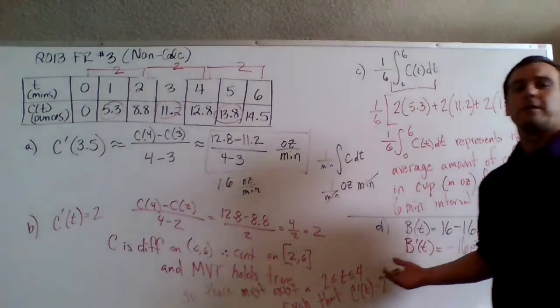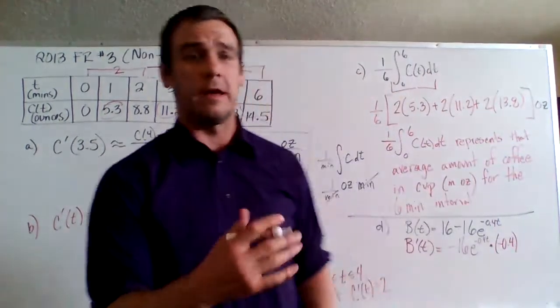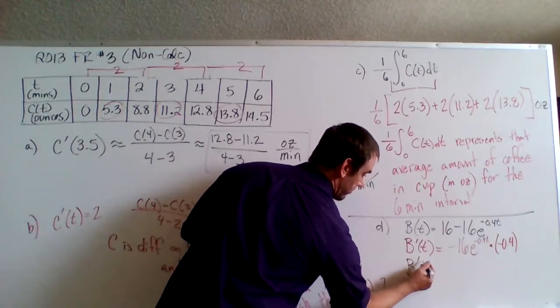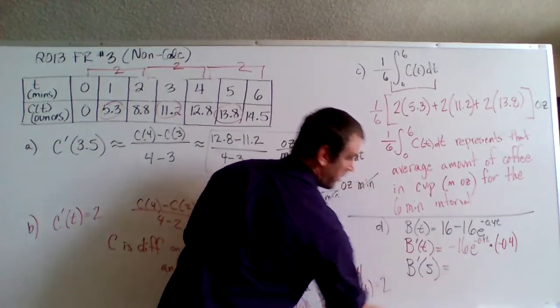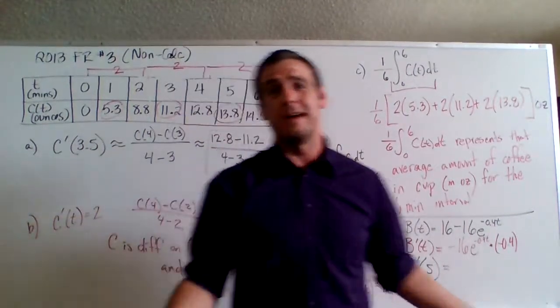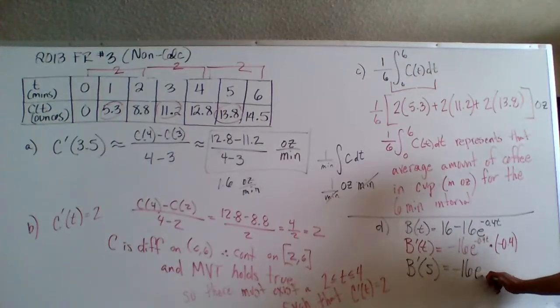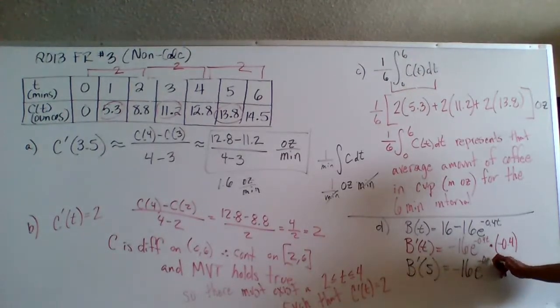Okay, guys, I wouldn't even clean it up. I would just leave it exactly like that. Then they want you to approximate or find what b prime of 5 is. Literally just plug it in. Don't even simplify a thing. Okay, so I'm going to leave this as negative 16 e to negative 0.4 times 5, all of that times negative 0.4.